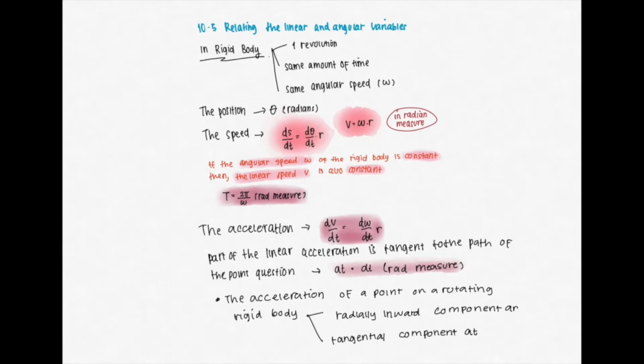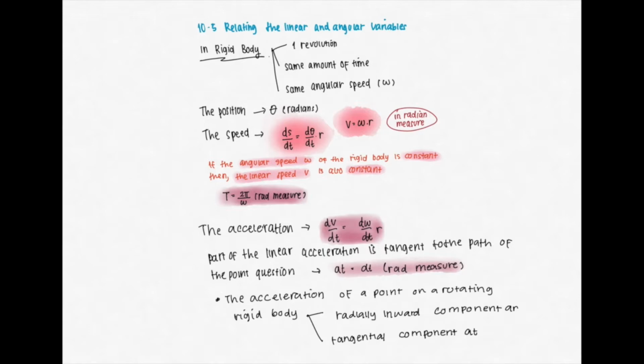The next one is the acceleration. The acceleration equation can be obtained by differentiating the speed equation or double differentiating the position equation, which is dv over dt equals d omega over dt times r. The part of the linear acceleration that is tangent to the path of the point in question can be called the tangential component a_t of the linear acceleration of this point. It can be written as a_t equals alpha r in radian measure.